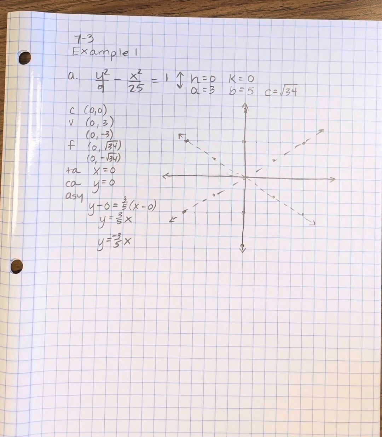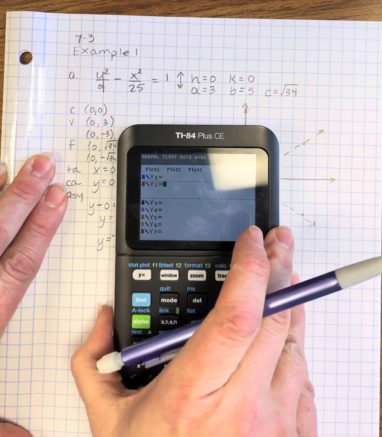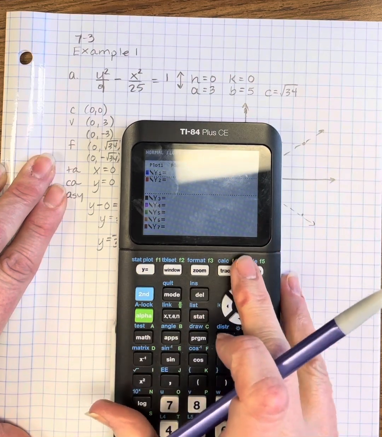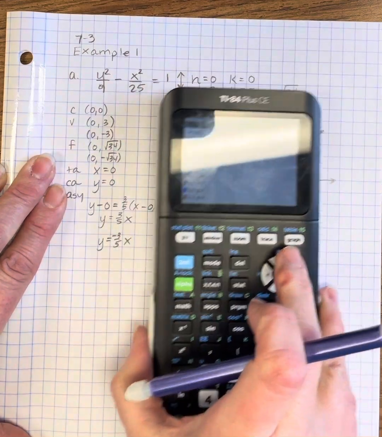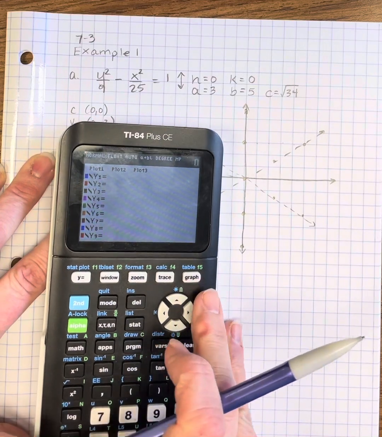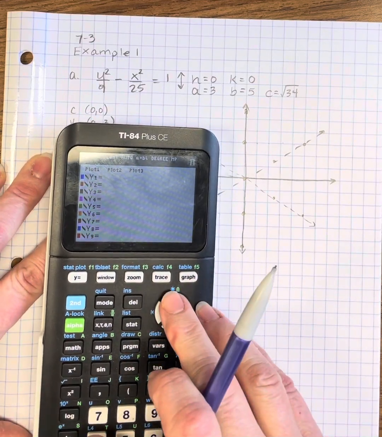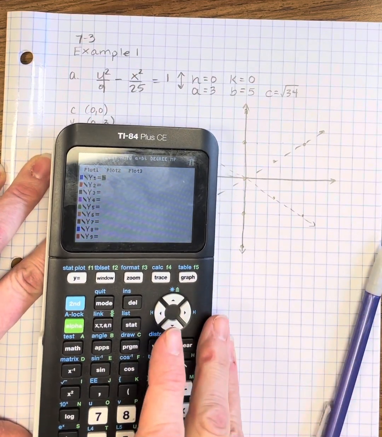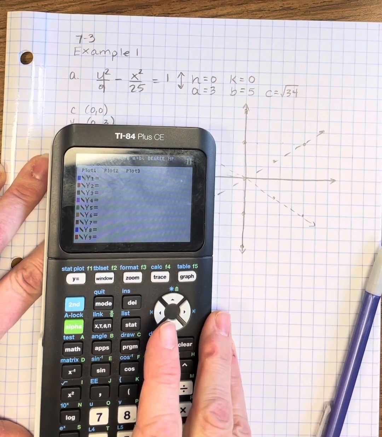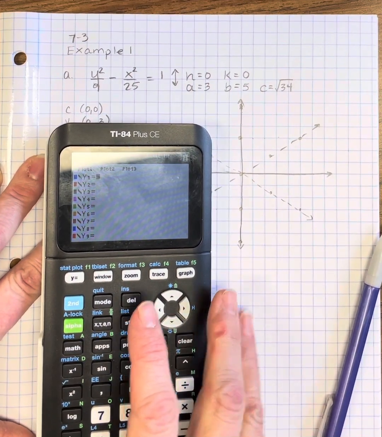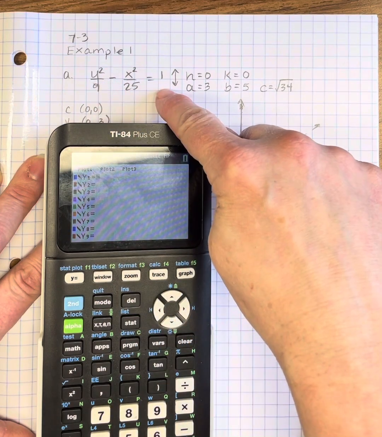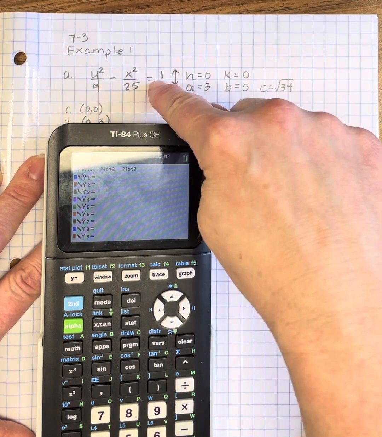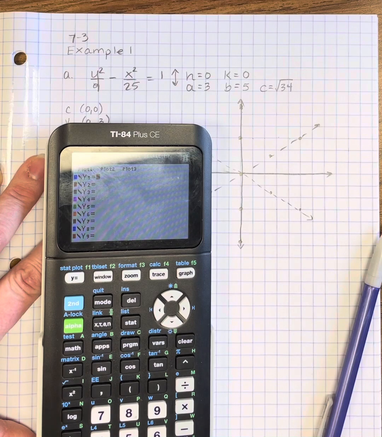So at this point, I need to solve for y, and then I can use my calculator to get all the rest of the parts and pieces. So to solve for y, what I do is I add this to the other side, multiply by 9, and then take the plus or minus square root of both sides.